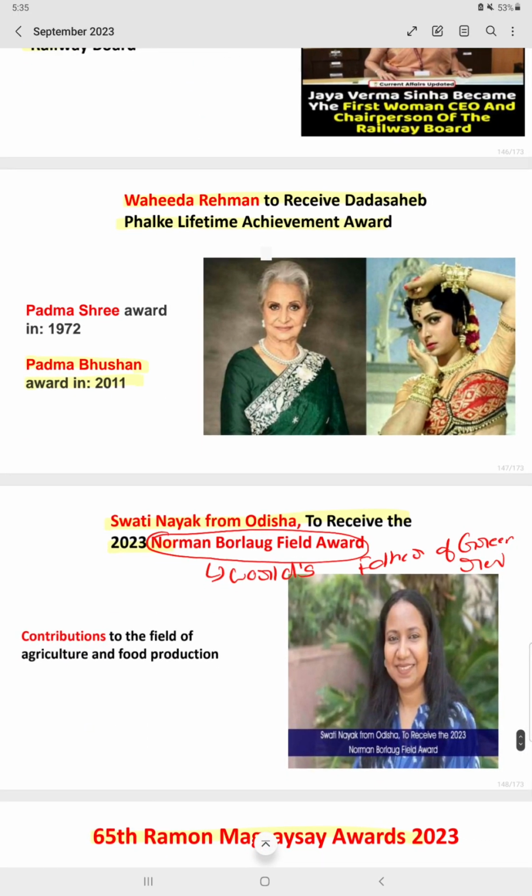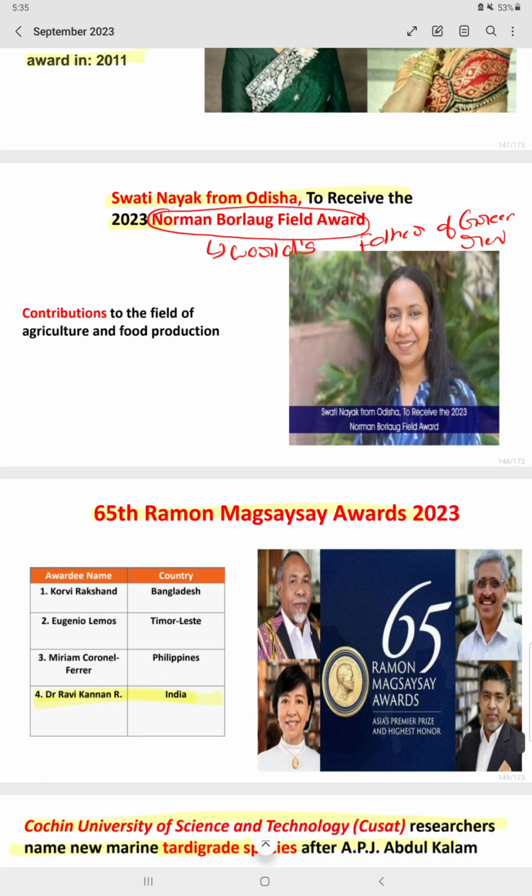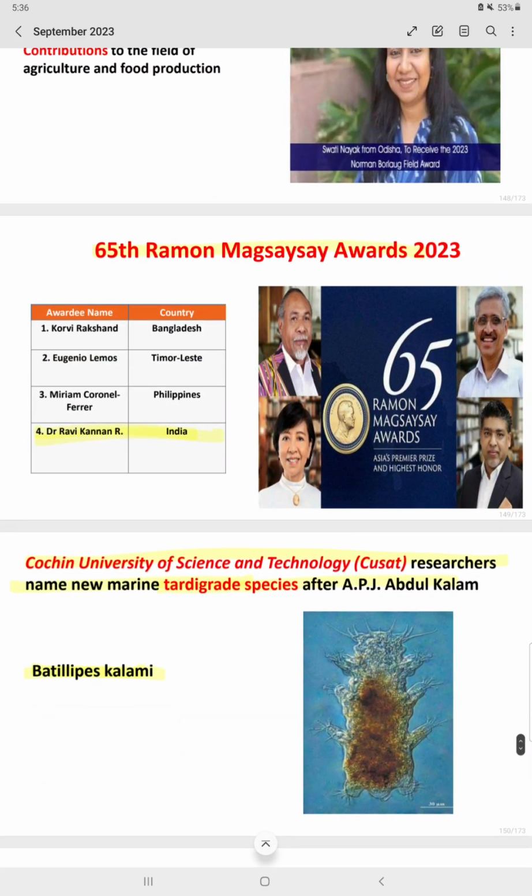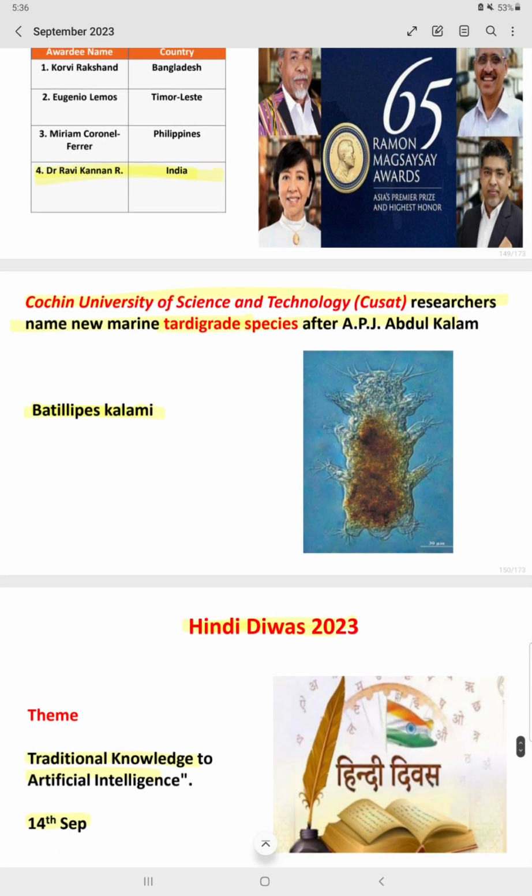Waheeda Rehman, we have seen that she got the Dadasaheb Phalke Award. Then we have Swati Naik from Odisha. She had received the Norman Borlaug Field Award. So this is important because this man is the world's father of the Green Revolution, and this year India's father of the Green Revolution died. So there might be a question on this. She had received this award. Then Ramon Magsaysay, Ravi Kannan, that oncologist.